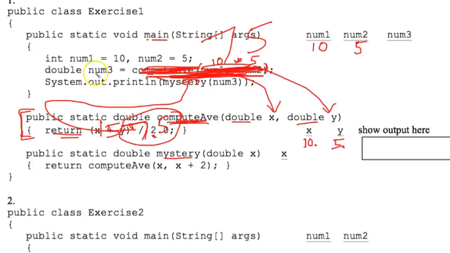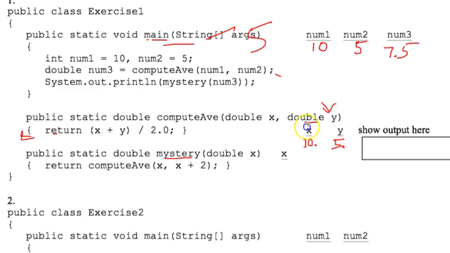Is this a system out print statement? No, it's not. The 7.5 on the right-hand side is the initialized value of the variable num3. So finally, we know what we can put here. We can put a 7.5. Wow. All of that tracing just to realize that 7.5 is the value num3 is initialized to. We called the method compute av to figure that out.